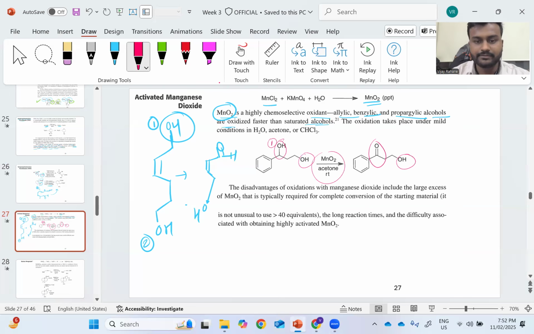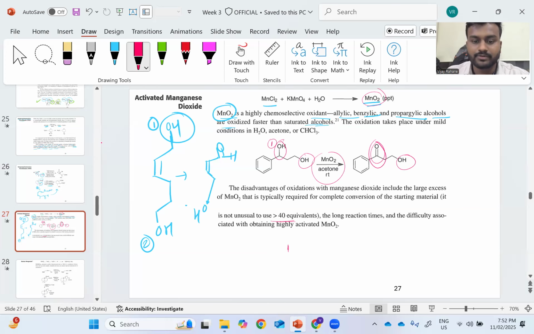So it also has some synthetic utility if you want to selectively oxidize this one. But the disadvantage is that we have to use about 40 equivalents of the MnO2. So a lot of MnO2 is needed. If you are running a reaction from 1 gram of, let's say, alcohol, which has a molecular weight of 1000, then for one equivalent we have to use 40 equivalents, which is a lot. That much MnO2 powder we have to use.